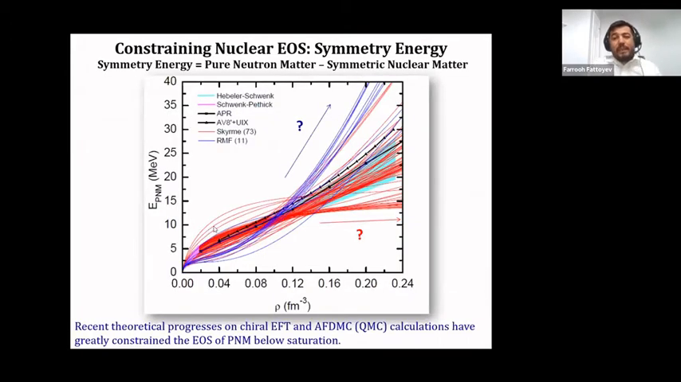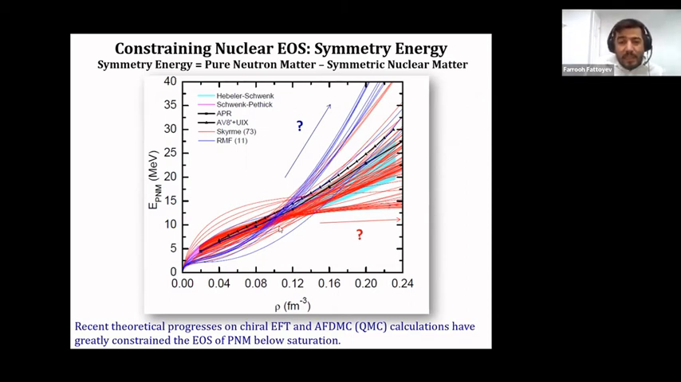And then when we predict with our models the symmetry energy, or the equation of state of pure neutron matter, we see vast differences in the model predictions. And that's the reason we have different radii, as you've seen in the first slide. There has been some recent theoretical progress, especially from chiral EFT and some quantum Monte Carlo calculations, saying that more or less there is some agreement on what the pressure of the equation of state of pure neutron matter should be. But nevertheless, these are purely theoretical in nature. So we need experimental data to constrain the equation of state at these densities.